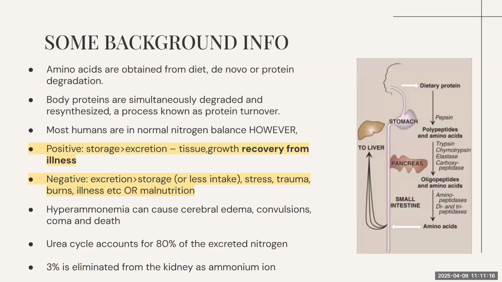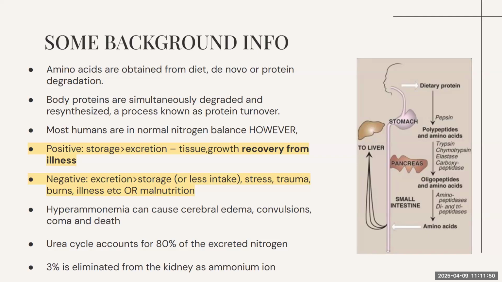Now, for some background information, you need to know that amino acids are obtained from diet, which are called essential amino acids, de novo, which means they're made in the body, or through protein degradation, protein breakdown, in case the protein is wrong. Body proteins being degraded and resynthesized is called protein turnover. Now, you need to know a concept called nitrogen balance.